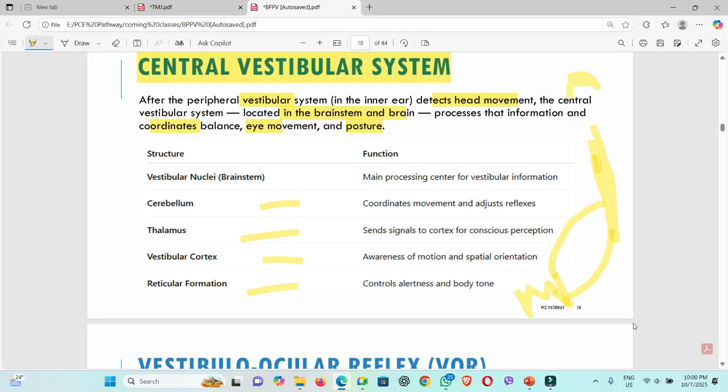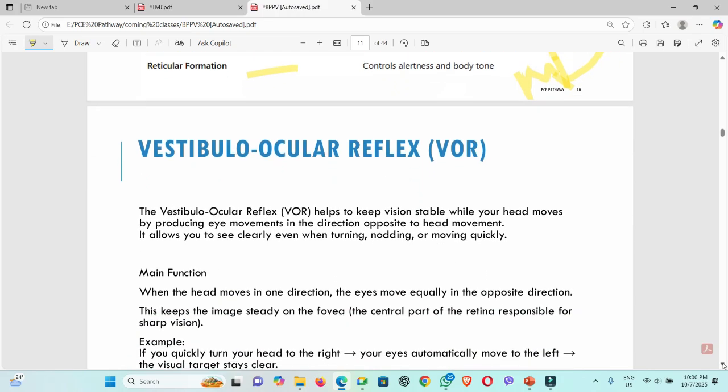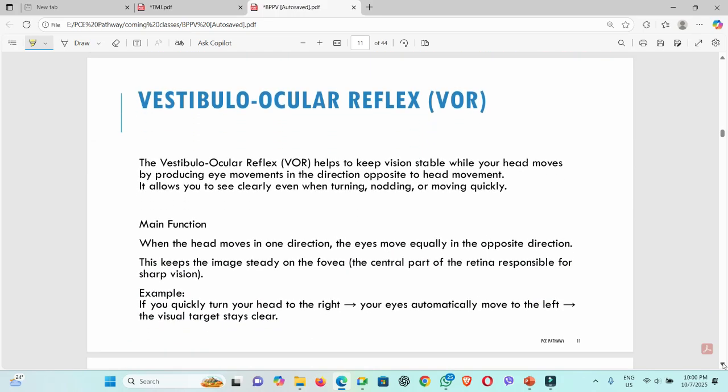Can anyone has any input in it, guys? My neuro is not that good. Okay.